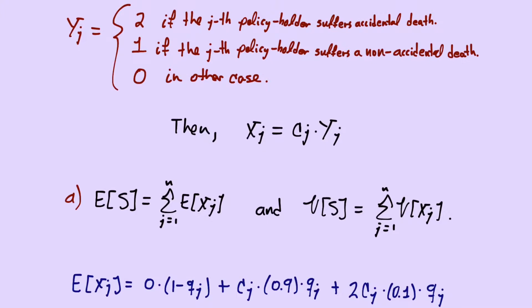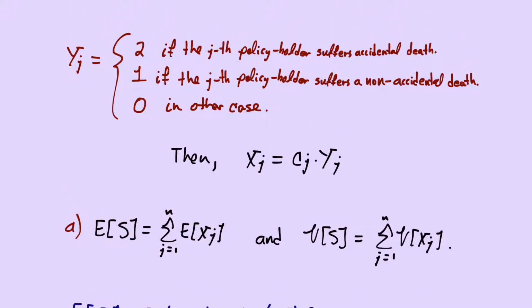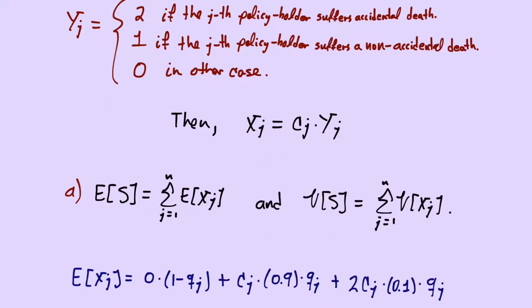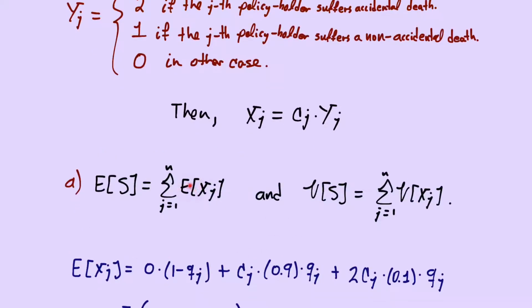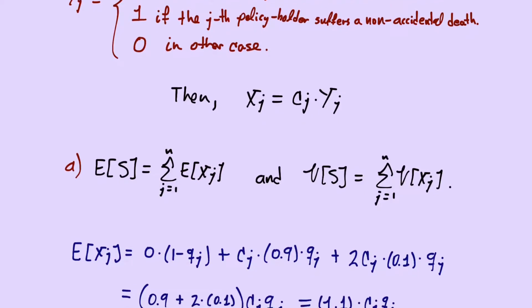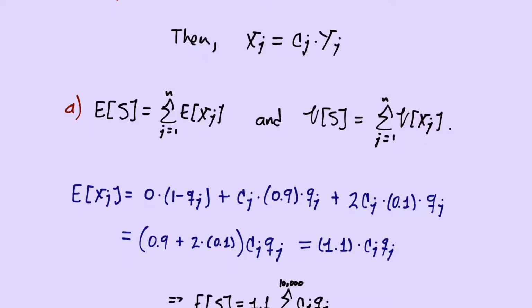So now, using this auxiliary random variable, we can get the expectation value of xj, or also using the probability mass function that we computed in the other way. And we can get the value of this expectation value. And then the expectation value of S would be the sum of these other values, okay? And similar with the variance, because we are assuming that the xj random variables are independent. So now, for example, we will compute this, then you will have to compute this on your own.